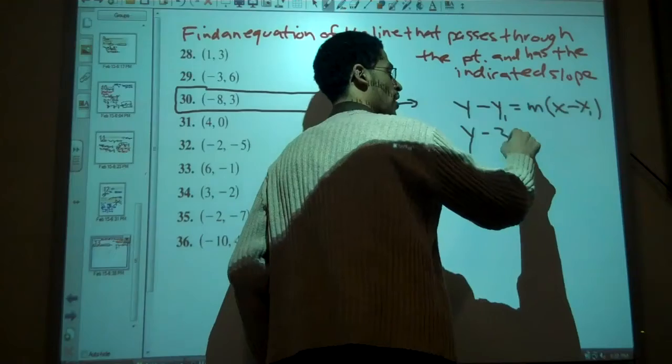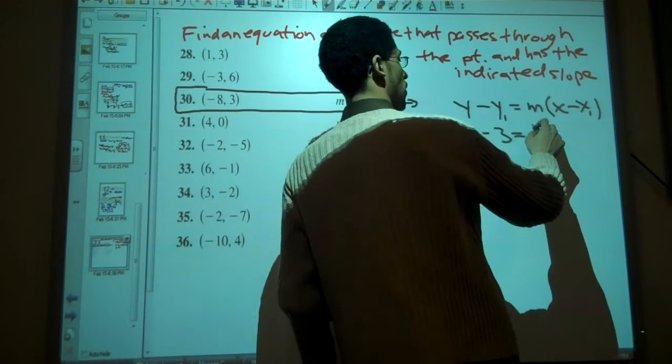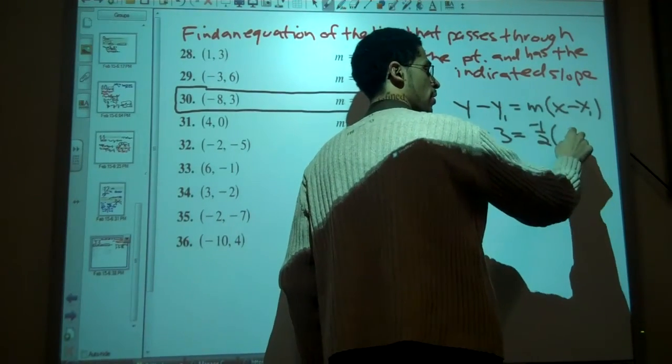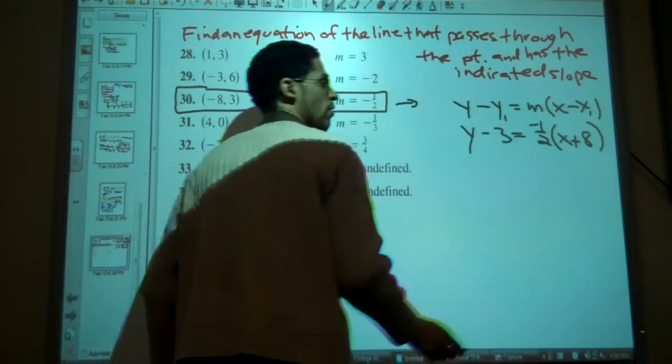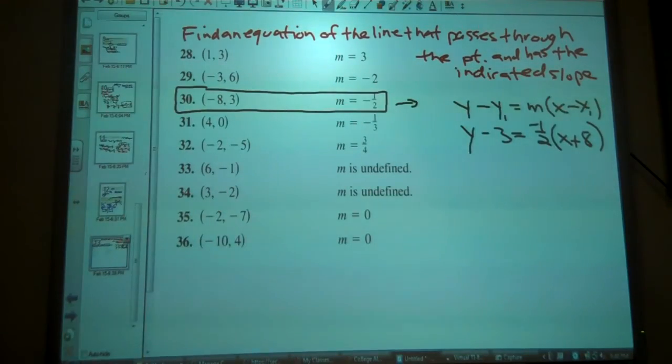y minus 3 is negative 1/2 times x plus 8. You know, it's minus a negative like we had before. That's how it becomes a plus.